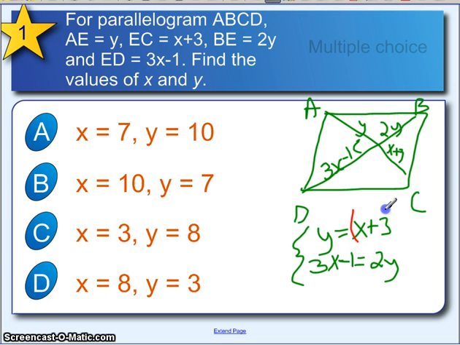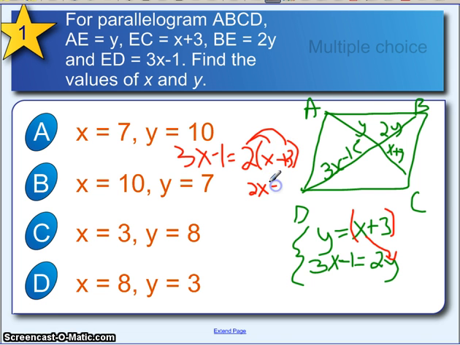Because we have y solved for in the top equation, we're going to substitute what y is equal to into the bottom equation. So we're going to have 3x minus 1 equals 2, and then plugging in x plus 3 into the parentheses, which takes the place of our y. So we distribute that 2, and we get 2x plus 6 is equal to the 3x minus 1.